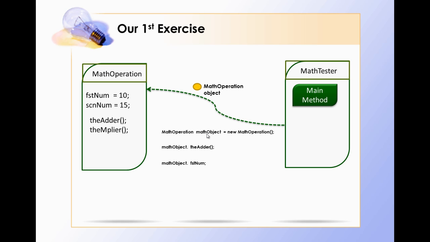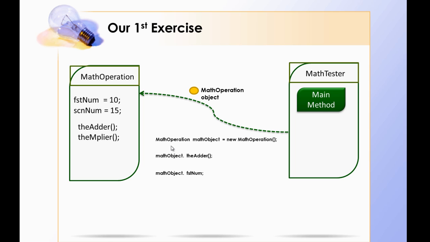Now, we said a variable must have a type. What is the variable type here? The variable type is of the math operation type. So once again, the class you want access from, the variable name, whatever name you like it to be, equal new, the class you want access from, with parentheses, and end it with a semicolon.